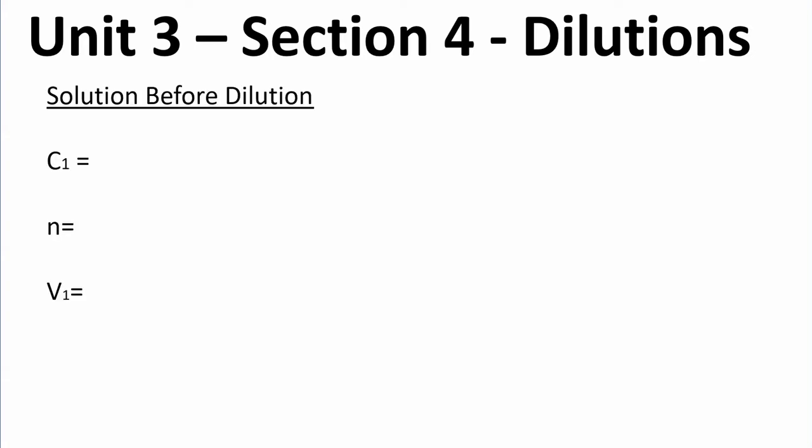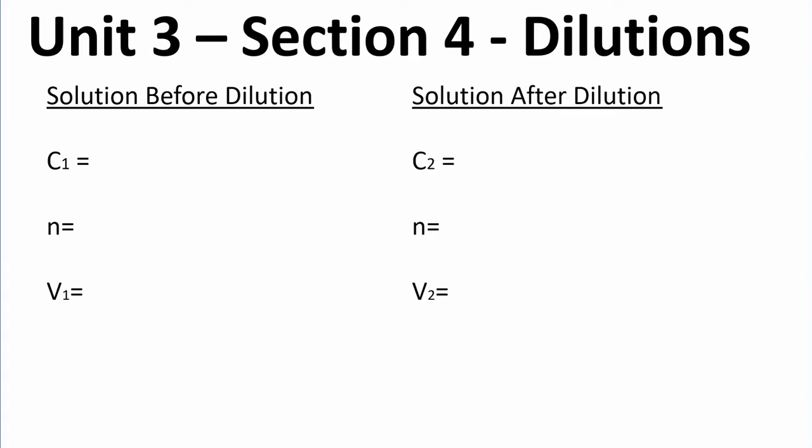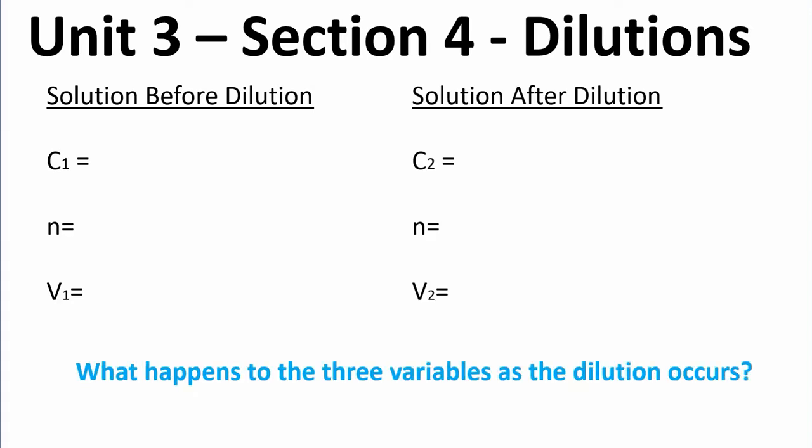So what we've got going on here is a before and an after situation. We've got our original solution before dilution, and then we have our solution after the dilution. All I want to do right now is investigate what happens to these variables as this dilution actually occurs. You can pick any number you want for concentration, moles, and volume. Of course, you could calculate that using our C equals n over V formula. But let's just think about this in theory. What's actually going on as we create this dilution?